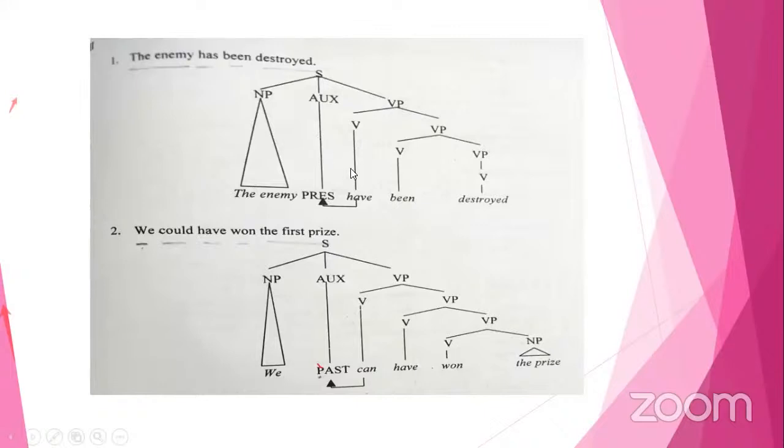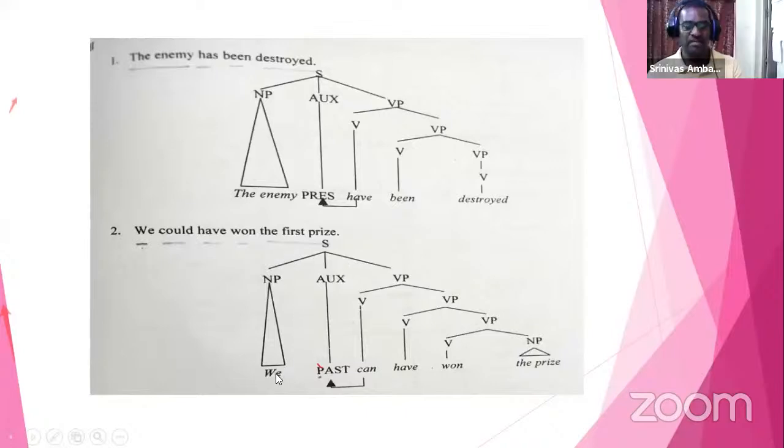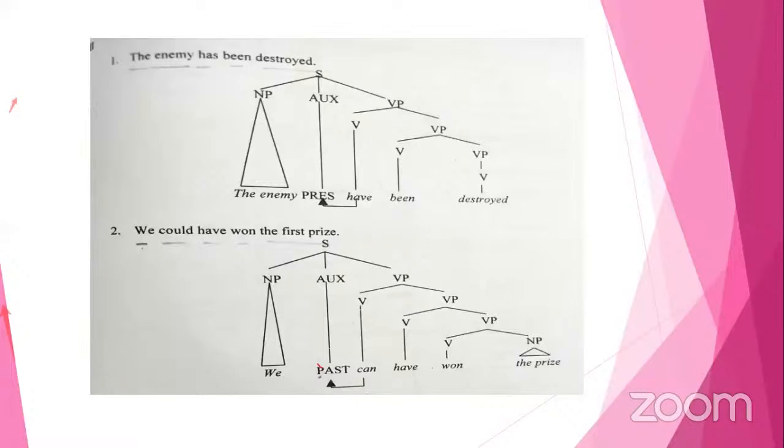Now, the second sentence: We could have won the first prize. We is a noun phrase. Could is in the past tense. Could is a verb, have is a verb, and won is a past verb.